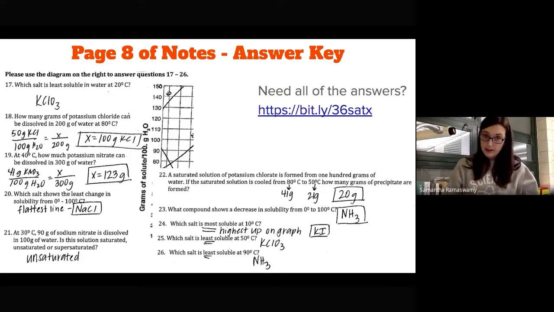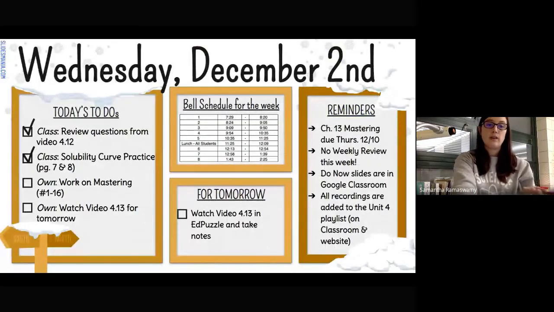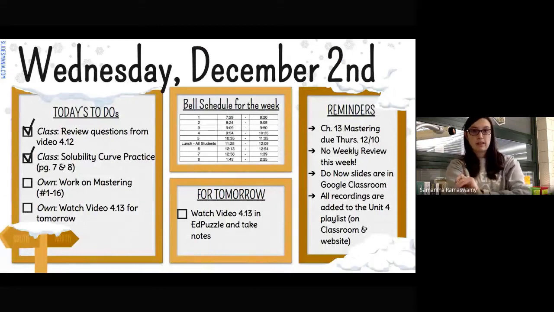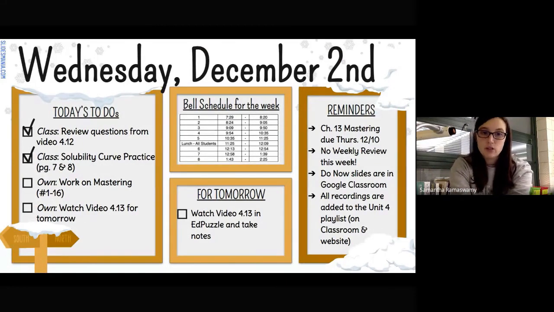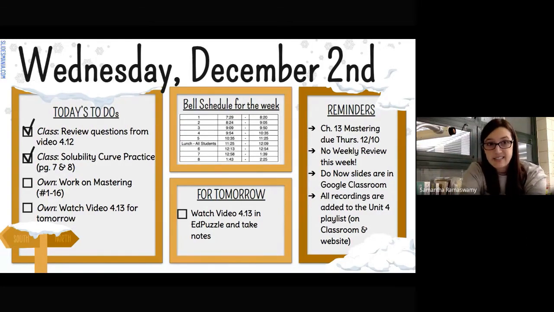Again, if there are any questions, you can type them into the chat. I put the link to the answers in the chat as well. So now, the bell's going to ring in like a minute, but you are going to have an entire period to work on mastering. So you can work on mastering 1 through 16. At that point, some of them are extra credit, but that's about halfway through. So you'll have a good start if you're working on mastering today.